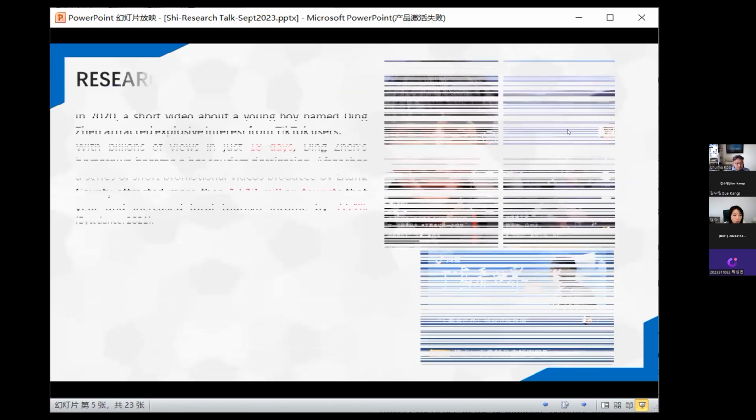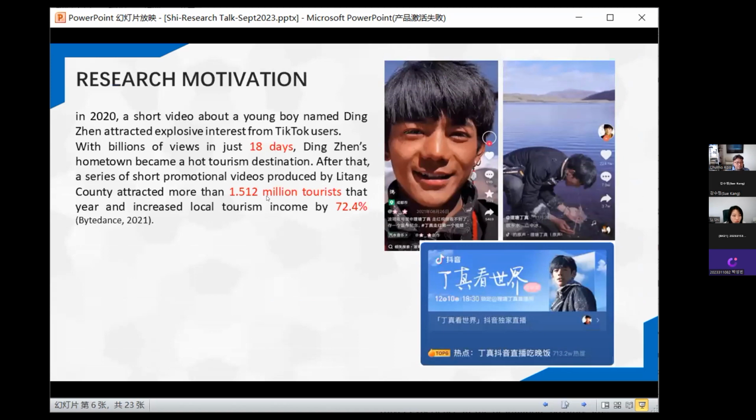And another example, in the year 2020, a short video about a young boy whose name is Ding Zhen. His short video on TikTok attracted explosive interest from users, with billions of views in just 18 days. Ding Zhen's hometown, Litang County, became a hot tourism spot.